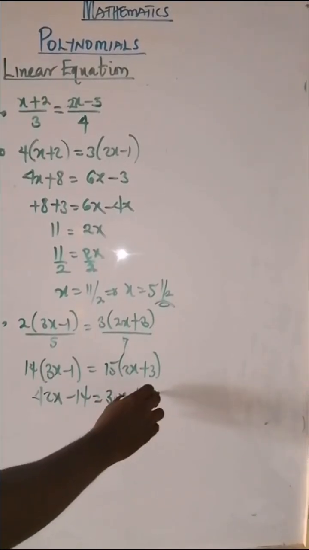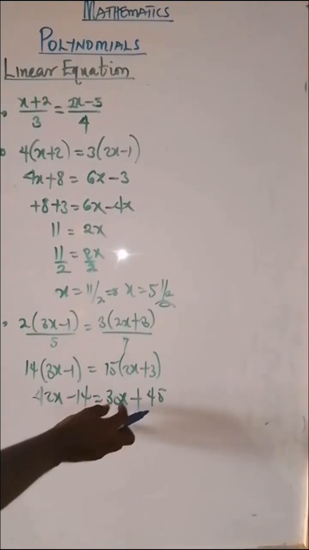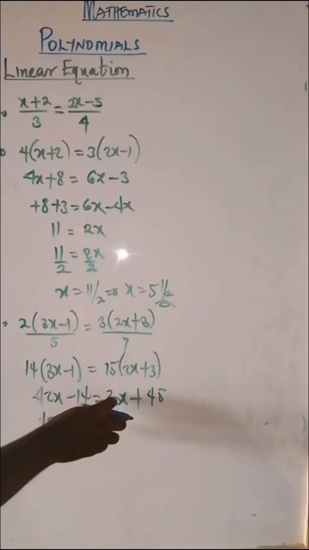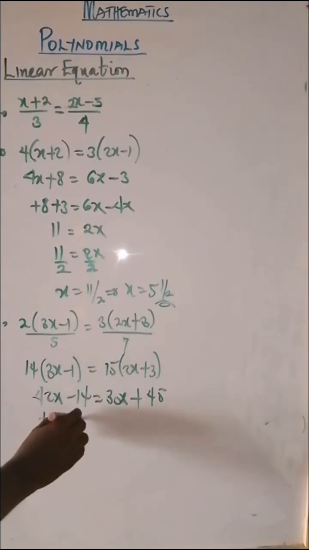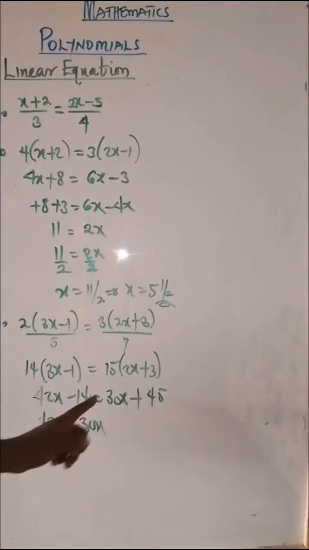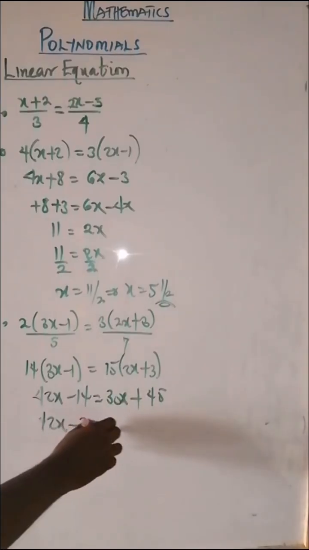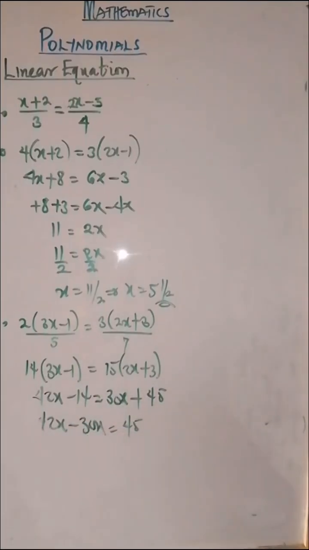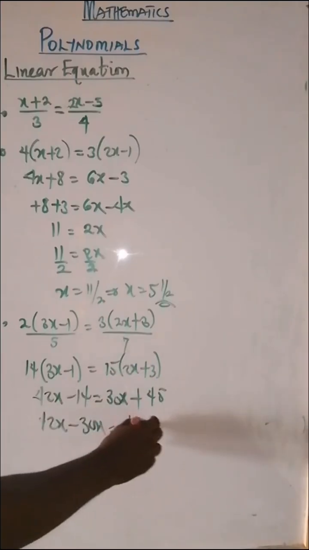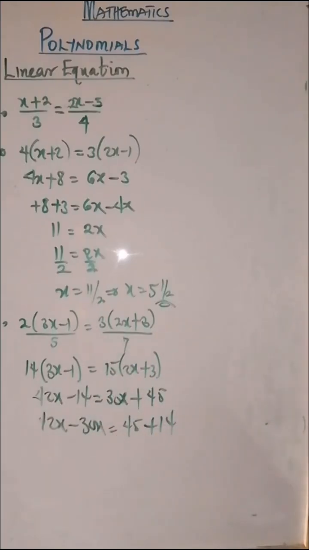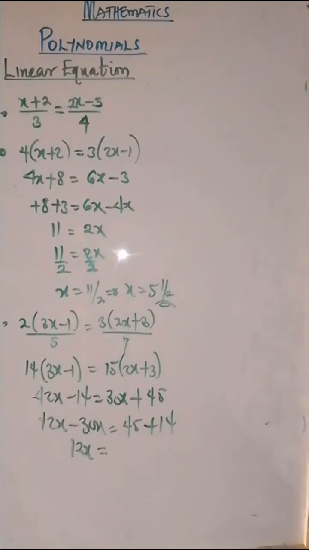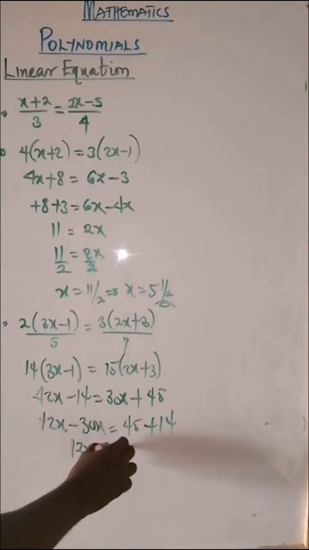So we have 42x, 14 times minus 1 is minus 14, equals 15 times 2, that's 30x, 15 times 3, 45. So collect like terms. 42x remains here ordinarily. When this 30x crosses, it becomes minus 30x. Why? Because it has a plus here. The 45 remains. Minus 14 crosses and becomes plus 14. From here, 42x minus 30x is 12x equals 45 plus 14 is 59.